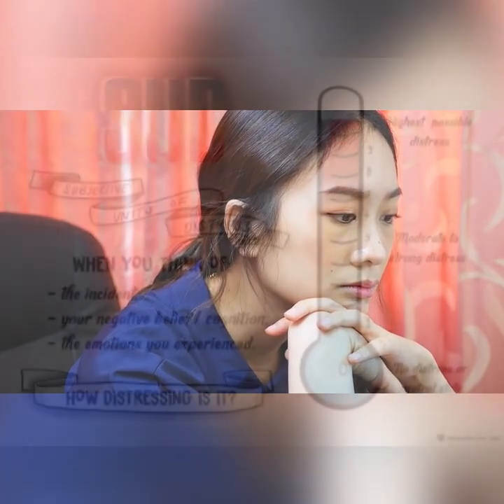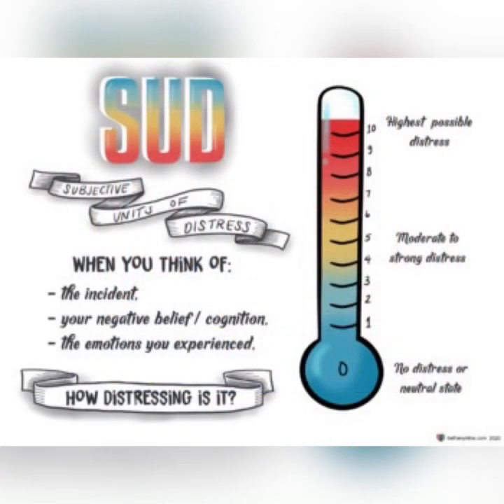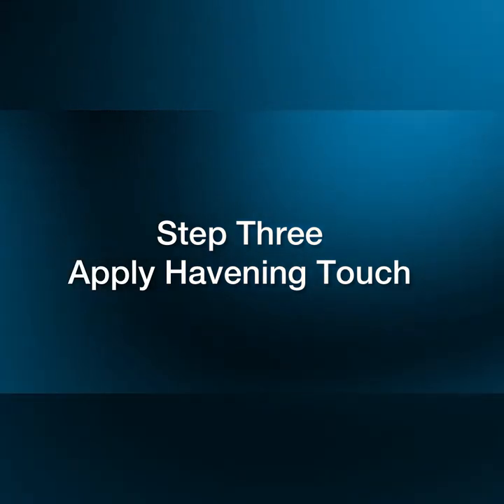Zero being there's no emotional charge, you're not in the moment, and 10 being it's most distressful. And you allow the client to select a number that reflects that. This is really specific for event havening. You then apply, or the client applies, havening touch.